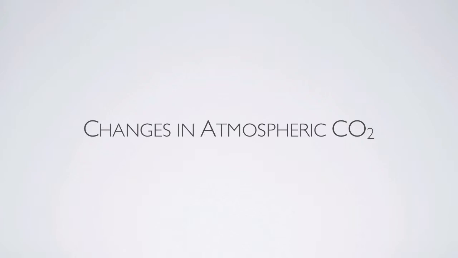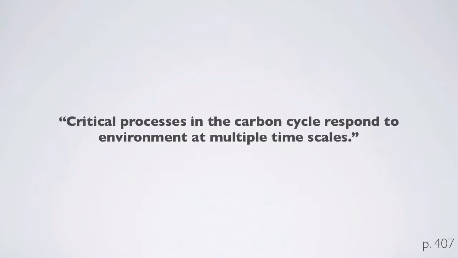A large proportion of the anthropogenic carbon is being stored in the atmosphere, and we're going to take a look at changes in atmospheric CO2. Critical processes in the carbon cycle respond to environment at multiple timescales. What this means is that if we're going to understand the carbon cycle at the global scale and the changes that occur in atmospheric CO2 concentrations, we're going to have to look at multiple different processes that are operating at different timescales. We have to think about daily cycles, annual cycles, and decadal cycles, if not even longer cycles.